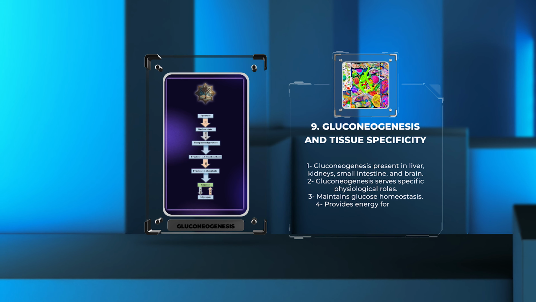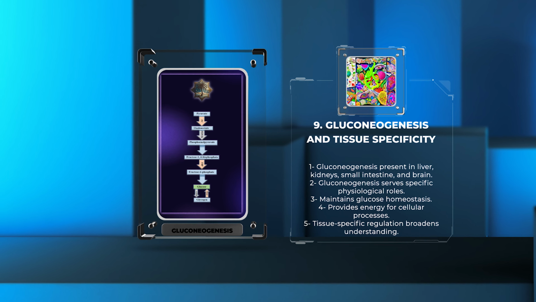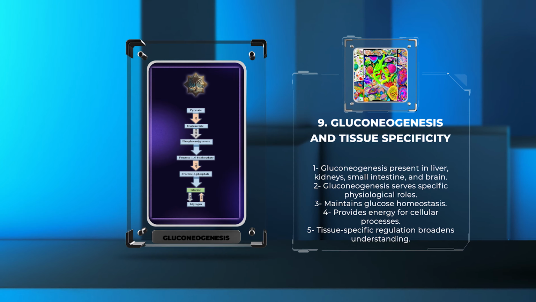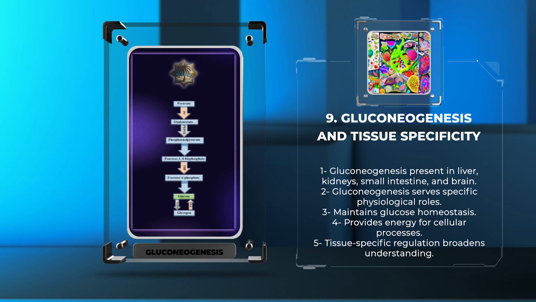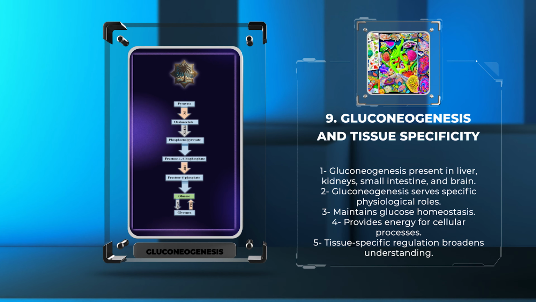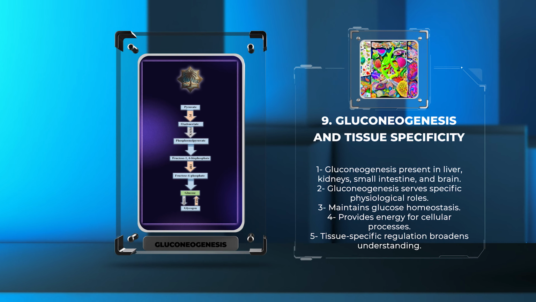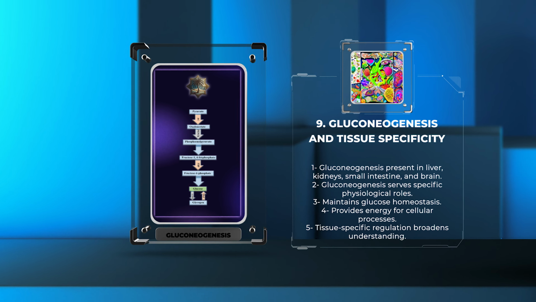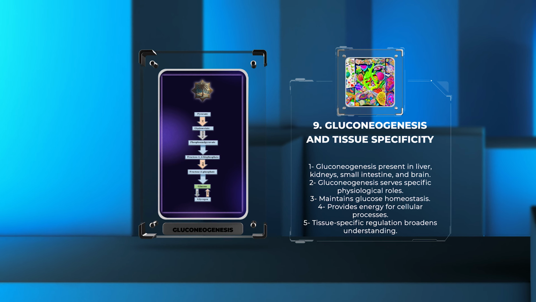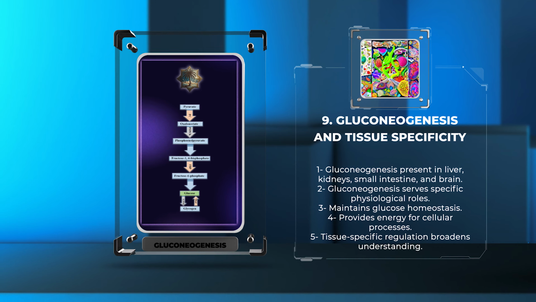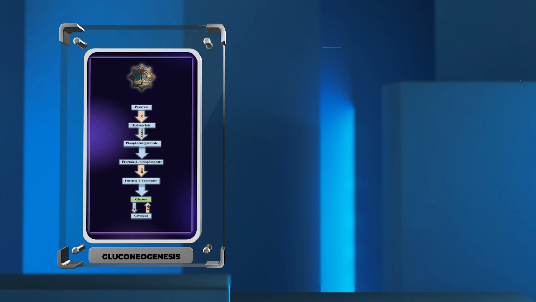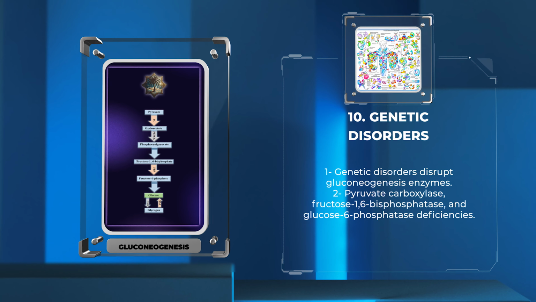Although the liver and kidneys are the primary sites of gluconeogenesis, this pathway is also present in other tissues, such as the small intestine and brain. In these tissues, gluconeogenesis serves specific physiological roles, including the maintenance of glucose homeostasis and provision of energy for cellular processes. Understanding tissue-specific regulation and functions of gluconeogenesis broadens our understanding of its implications beyond the traditional sites of its occurrence.